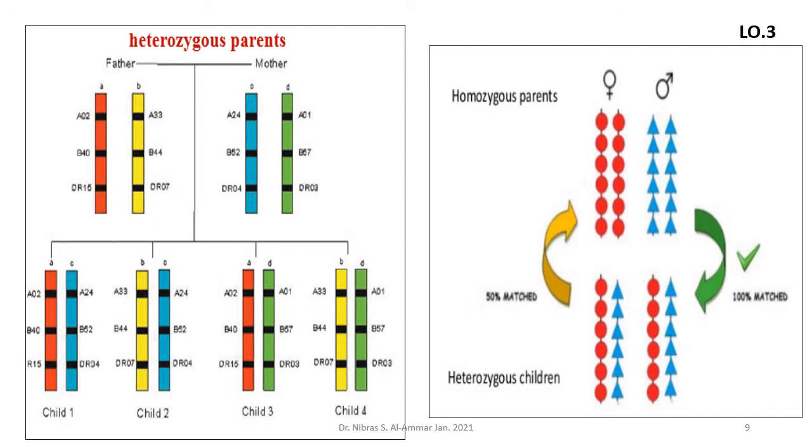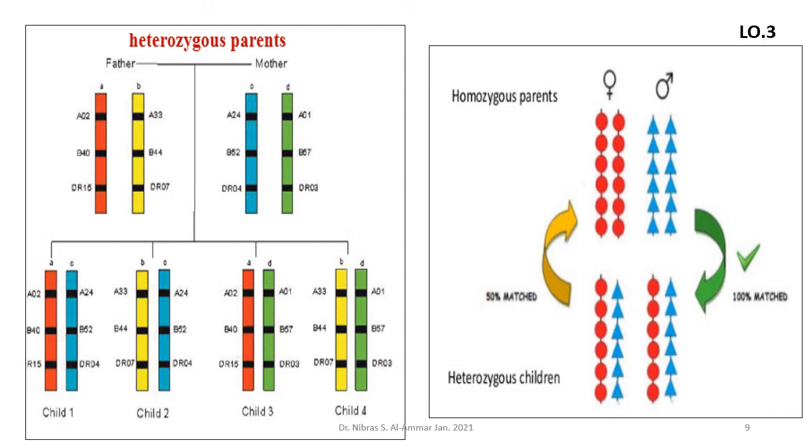As we can see here in these two diagrams, the HLA alleles occur, for example, here in the father and mother, each one having two haplotypes. Each haplotype has many HLA alleles. And for example here, a heterozygous parent means the two alleles are different from each other. It's very clear here that the alleles of HLA differ in the two haplotypes.